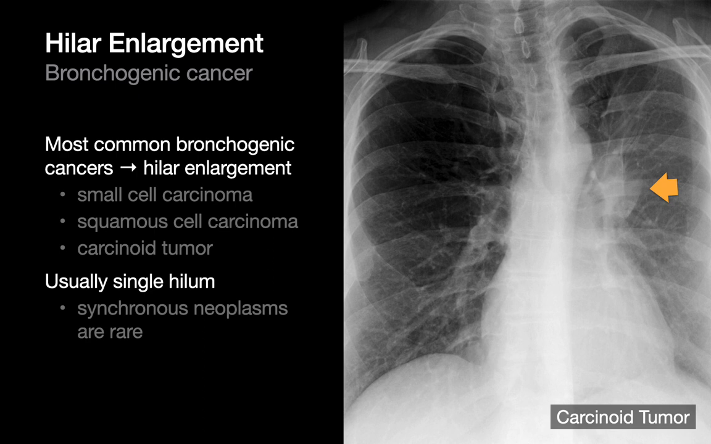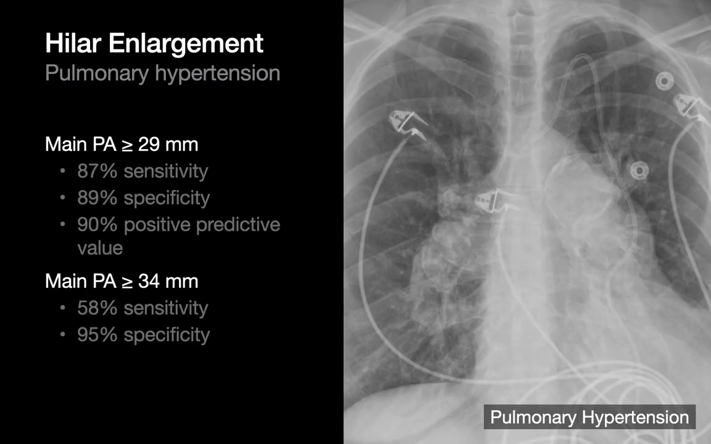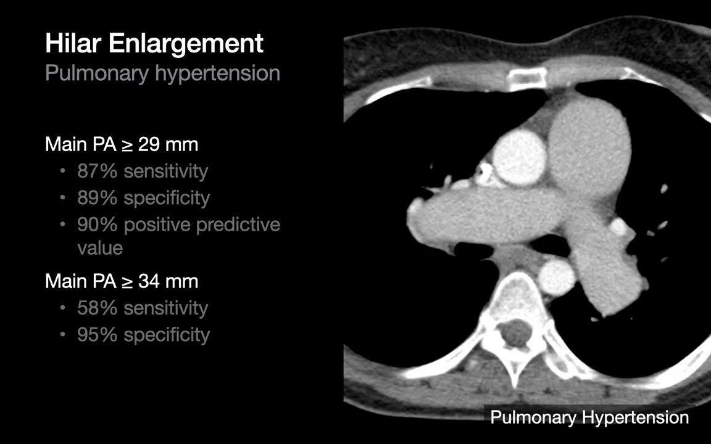Because synchronous primary lung cancers are uncommon, the hilar enlargement is usually unilateral in these cases. You can see here left hilar enlargement caused by a bronchial carcinoid tumor, which also happens to be causing obstructive atelectasis of the left upper lobe. Hilar enlargement can also be of vascular origin, and the most common vascular cause is pulmonary arterial hypertension.